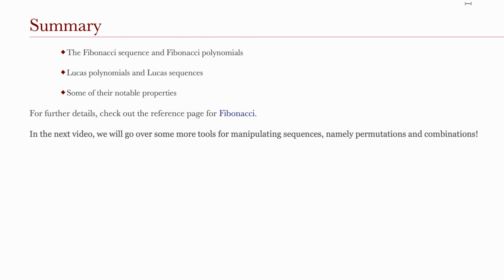Anyway, today we went over the Fibonacci sequence and Fibonacci polynomials. We looked at Lucas polynomials and the Lucas sequences, and we looked at some of their notable properties and applications. For further details, you can check out the reference page for the Fibonacci numbers, and in the next video we'll go over some more tools for manipulating sequences, namely permutations and combinations.